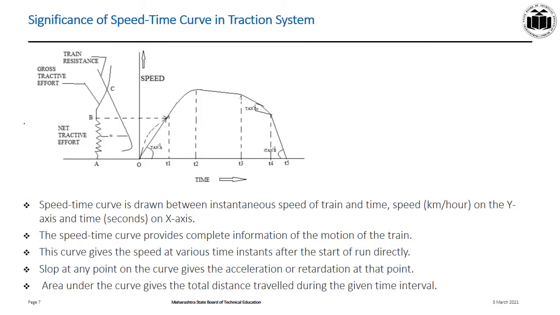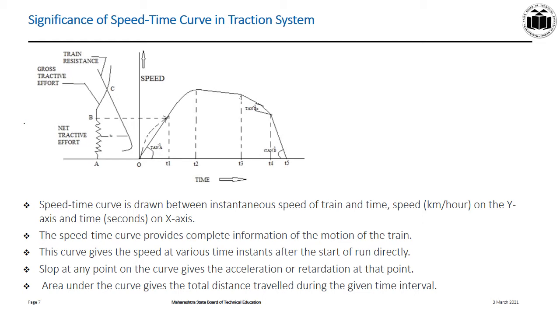In this slide, we will talk about the speed time curve of the traction system. The speed time curve is drawn between instantaneous speed of train and instantaneous time. The speed is taken in km per hour on the y-axis and the time is taken in seconds on x-axis. The speed time curve provides the complete information of the motion of the train. This curve gives the speed at various time instants after the start of run directly.